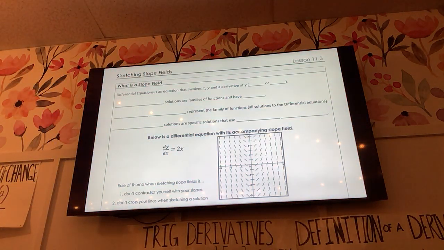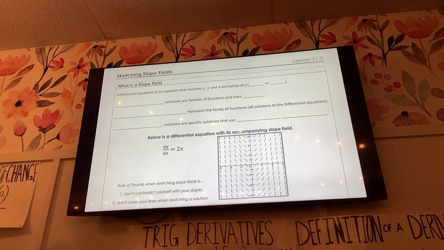So today we're just going to introduce slope fields, kind of go over how to sketch them. We are still going to look at slope fields tomorrow and even a little bit on Thursday. So it's not like a one-day thing. So you got some time to figure it out. Alrighty, so let's talk about what a slope field is.